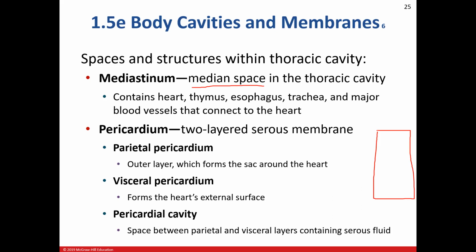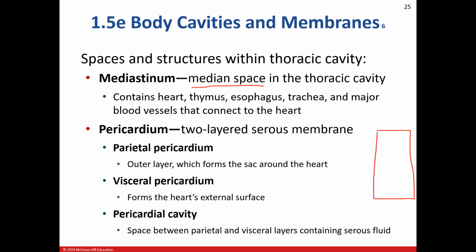but the thymus sits right above the heart. The esophagus and the trachea. The esophagus is the tube that connects your throat to your stomach. The trachea does the same thing, connects your throat to your lungs. And then some of the major blood vessels that come from the heart and to the heart. That's what you'll find in the mediastinum.